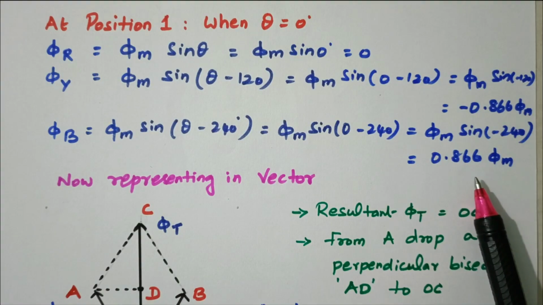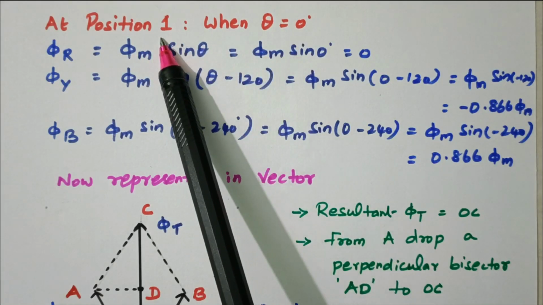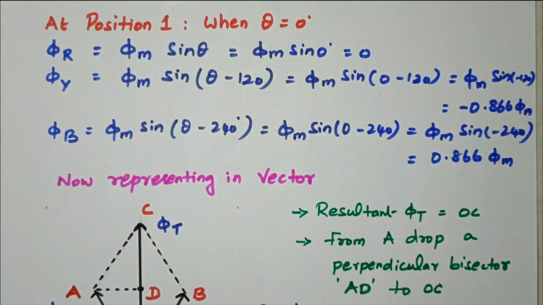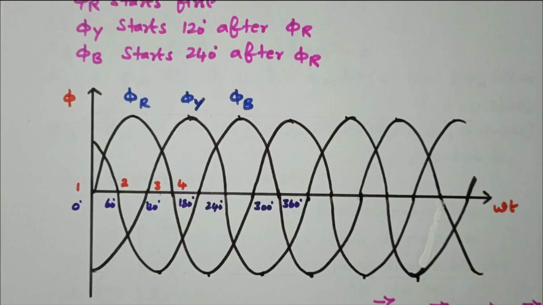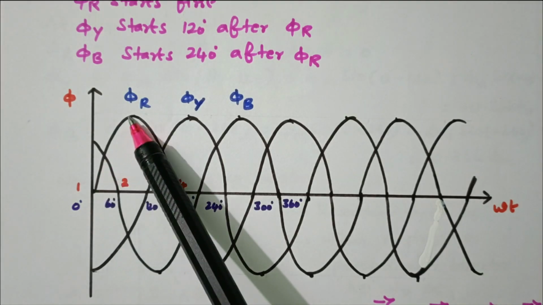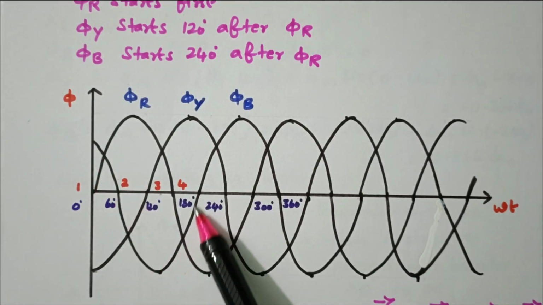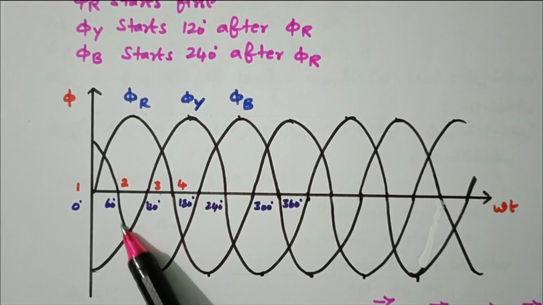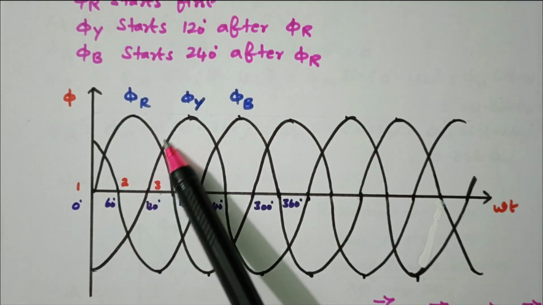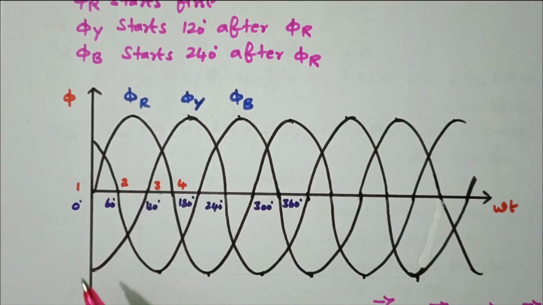Now we'll see the waveform so that we can understand the position at theta equal to 0, what position 1 is, and how the values are decided. This is the waveform we already discussed. This is position 1, 0 degrees. At 0 degrees, the pi R value is 0. This is positive, which is pi B. And this value is negative, which is pi Y. Pi R is 0, pi B is positive, pi Y is negative. That is what we got while substituting theta equal to 0.